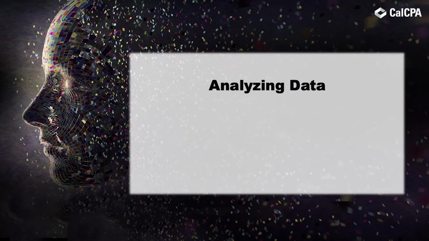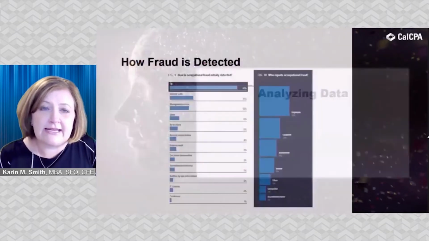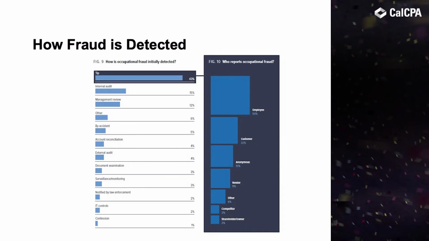So let's talk a bit about analyzing data. First and foremost, when we talk about fraud, it's important to understand how fraud is detected. When you look at the Association of Certified Fraud Examiners report, the number one detection for fraud is through tips, whether coworkers or somebody in the community reports that they believe fraud might be taking place. So that is always going to be the highest number of cases.